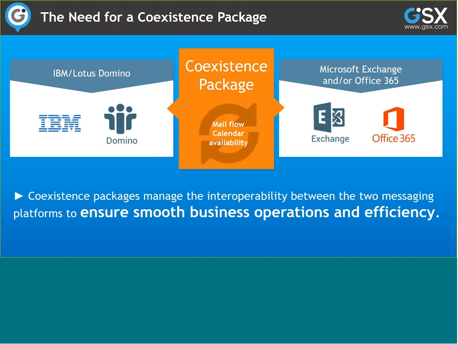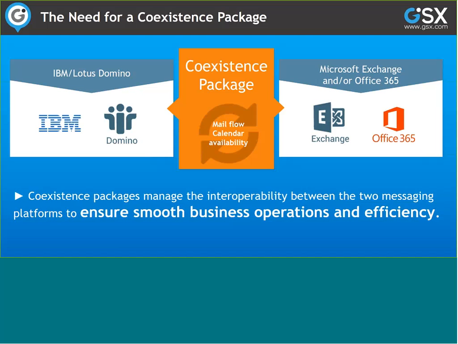So we need coexistence for, first off, mail flow remediation, taking a look at mail traveling from one side of the platform to the other and determining, is the content in here something that can go to Exchange or can go to Domino, and if not, what can I do to fix that?